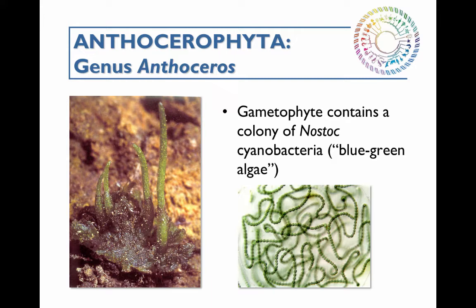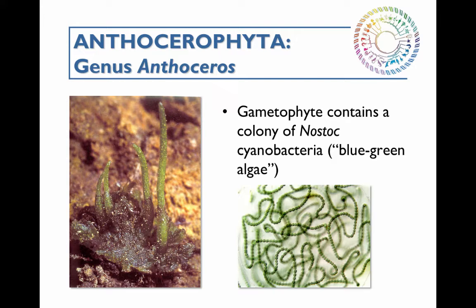Now, all plants need nitrogen. It's an essential nutrient that they need. But plants are not capable of fixing free atmospheric nitrogen. Plants have to obtain their nitrogen in a derived form, either as a nitrate or ammonia and such like. Now, cyanobacteria are able to fix atmospheric nitrogen.